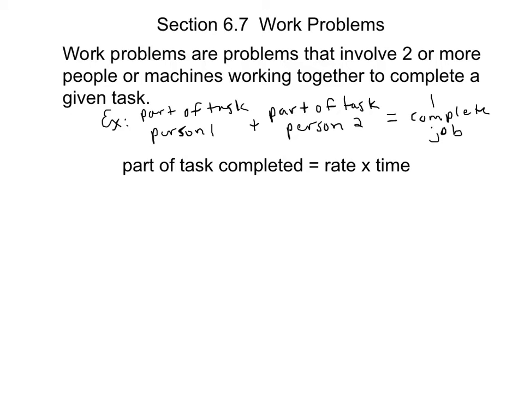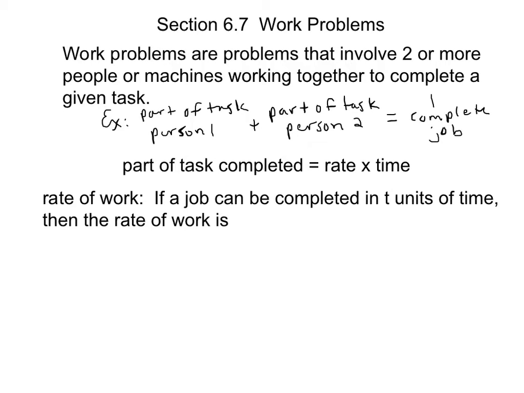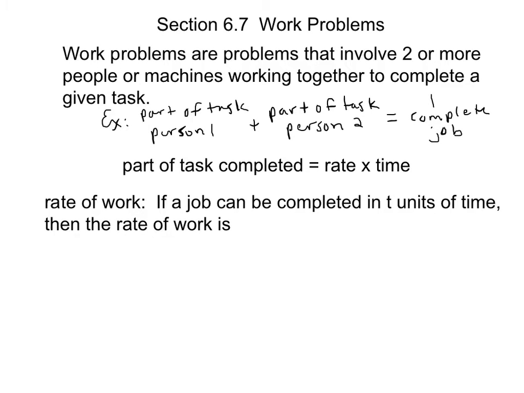Now to continue to look at these, we need to really understand what is a rate of work. We define the rate of work as being if a job can be completed in T units of time, then the rate of work is going to be 1 over T job per unit of time.